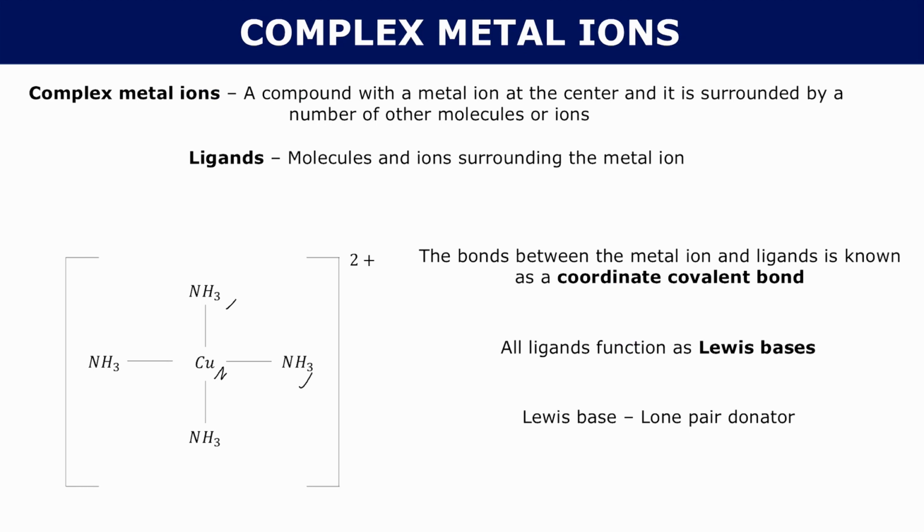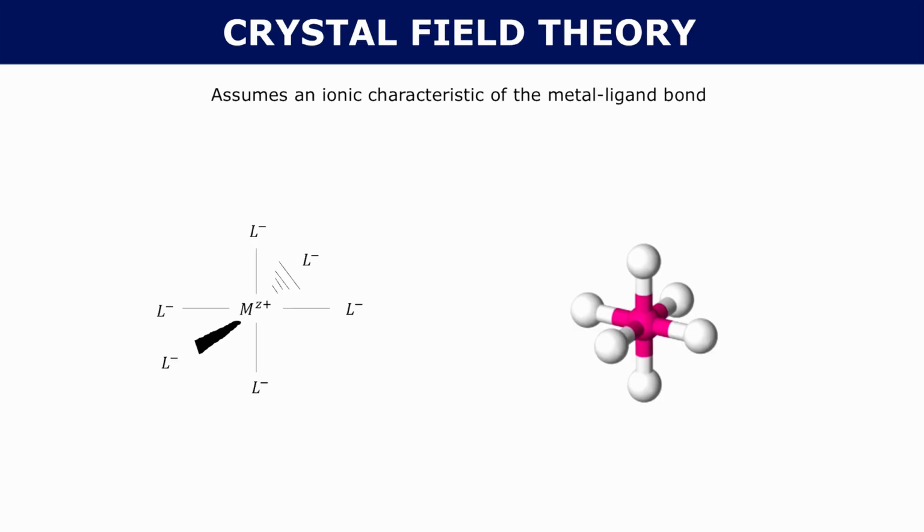Alright, that's a background of complex metal ions. Let's talk about crystal field theory. So crystal field theory assumes an ionic characteristic of the metal-ligand bond. So in the center you have your metal ion with a positive charge, and around it you have your ligands, which have a negative charge. The fact that we're assuming an ionic characteristic means that we're assuming point charges. So in the center you have a positive charge, and around it you have these negative charges. So the ligands are attracted to that central ion because they are point charges. Negative attracts positive.